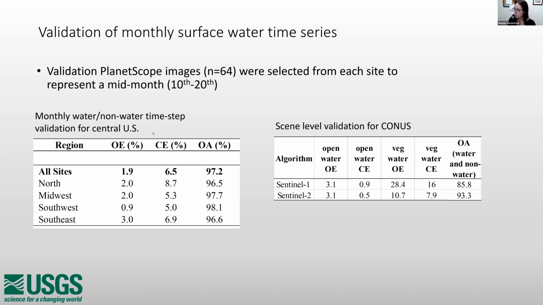So you can compare here the accuracy statistics of our monthly water, non-water time step for the central US compared to our scene level validation for CONUS. We've got about a 2% omission error, about a 6.5% commission error, about a 97% overall accuracy. So you can see that we've got higher commission error than when we're just doing open water for single scene, and that's because we've integrated both the vegetated and open water. But the voting at a monthly time step is helping reduce that commission error quite a bit.